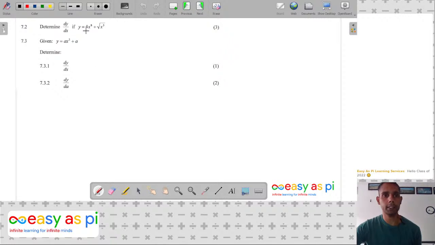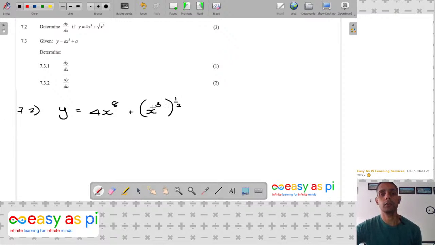Determine dy dx if y is equal to 4x to the 8 plus the cube root of x, sorry, the square root of x cubed. Now, the first thing that we need to do is put this into a form that we can differentiate. So for 7.2, I can say y is the same as 4x to the power of 8. Nothing changes there. And then I'm going to say this is x cubed raised to the power of half.